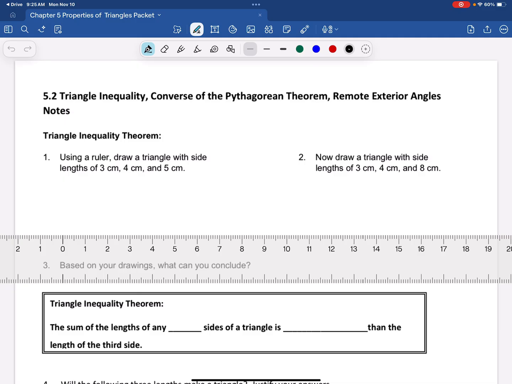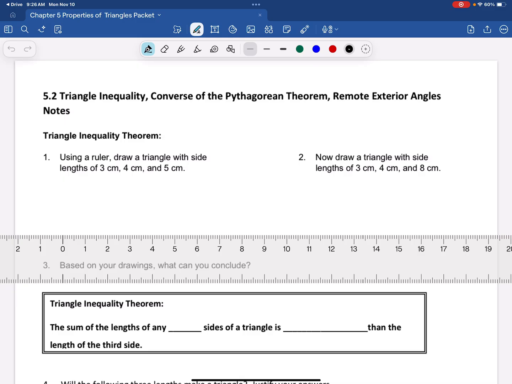Last time we were together, we talked about isosceles and equilateral triangles. And today we're going to be talking about some properties. We're going to talk about the triangle inequality property, the Pythagorean theorem, but we're going to take its converse, and then we're going to talk about remote exterior angles.